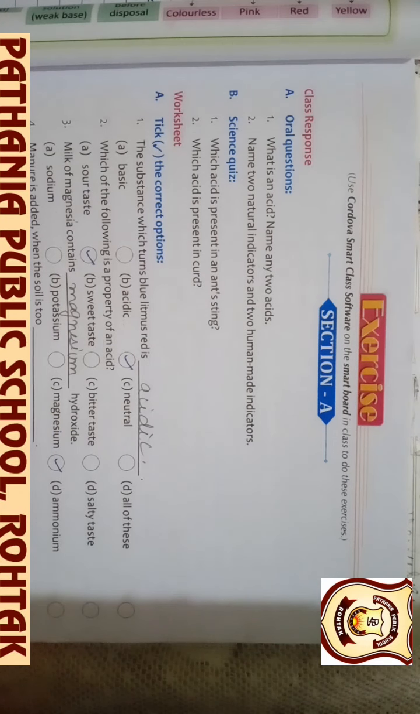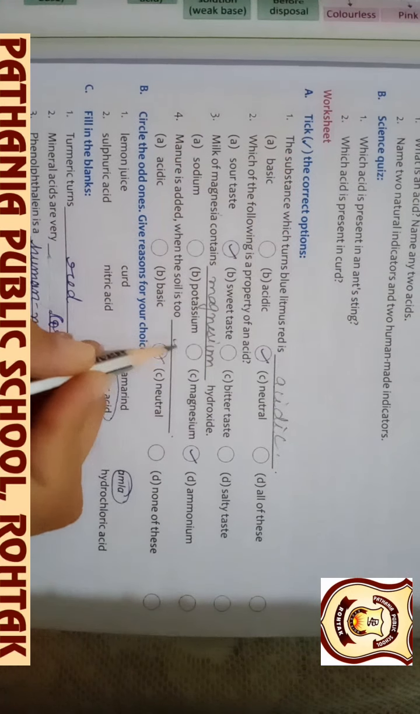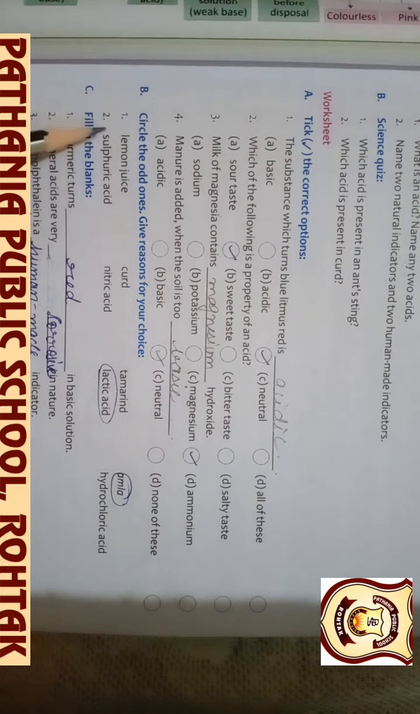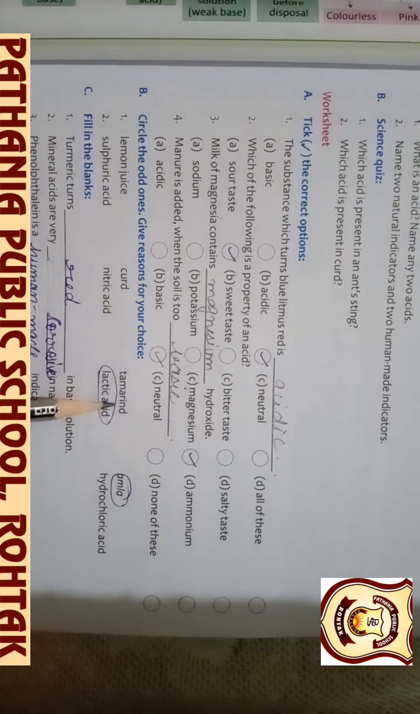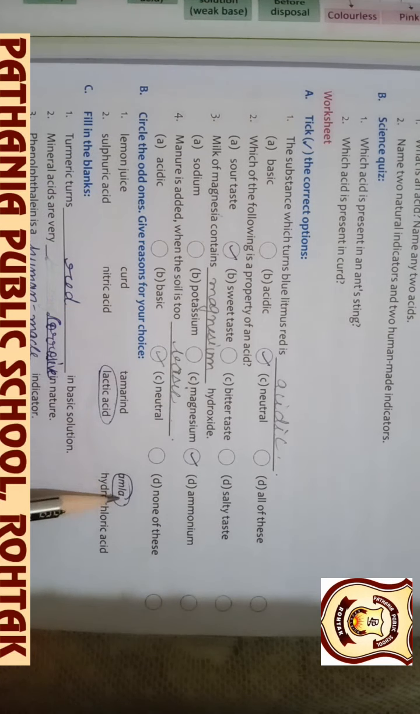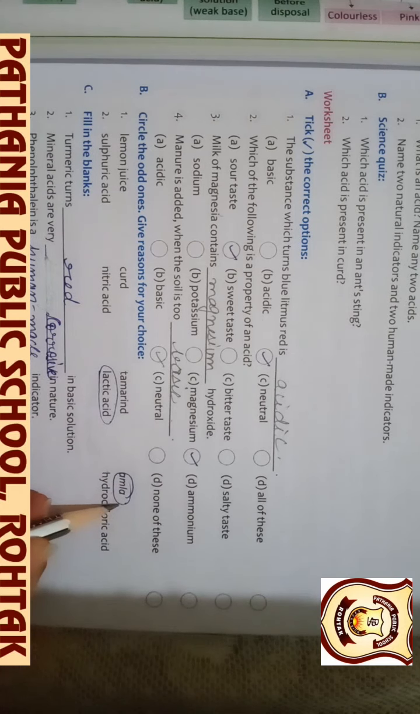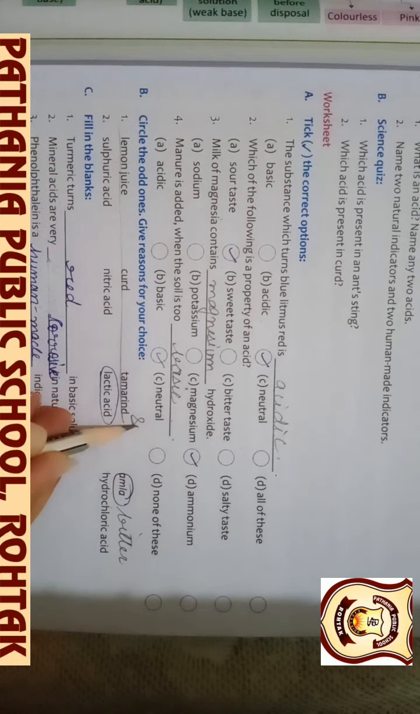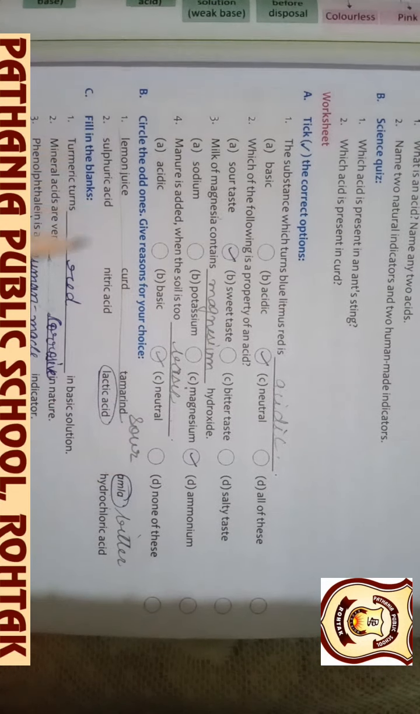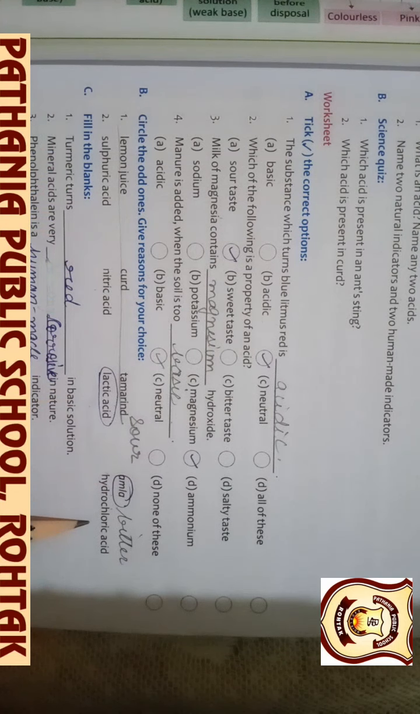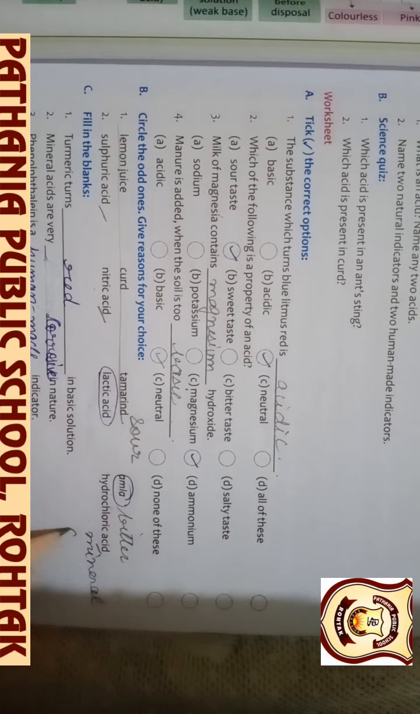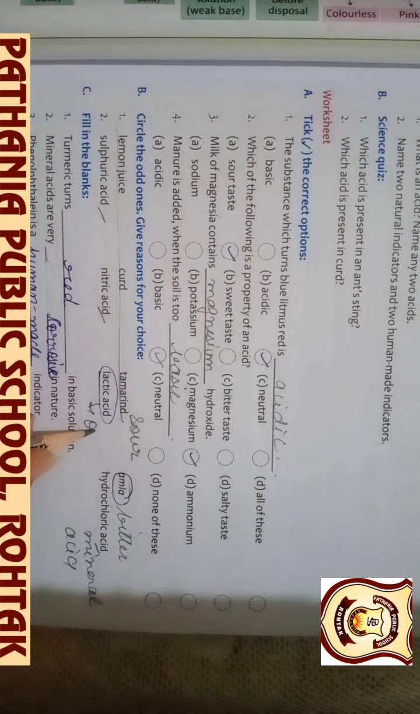Manure is added when the soil is too basic. You have to write here basic. Circle the odd one: lemon juice, curd, tamarind, amla. In this question, beta, amla has only bitter taste. Others have sour taste, all these three have sour taste. Next: sulfuric acid, nitric acid, lactic acid, hydrochloric acid. Three of these are mineral acids, but only one is organic acid.